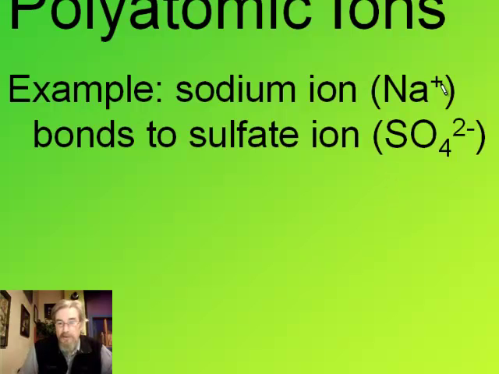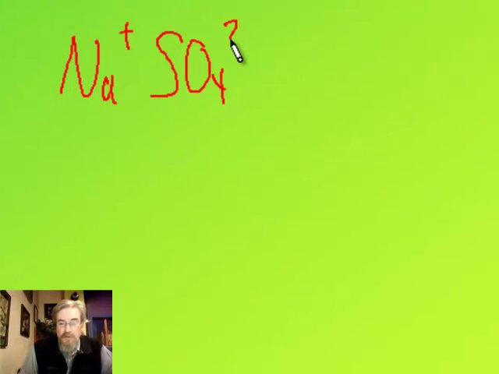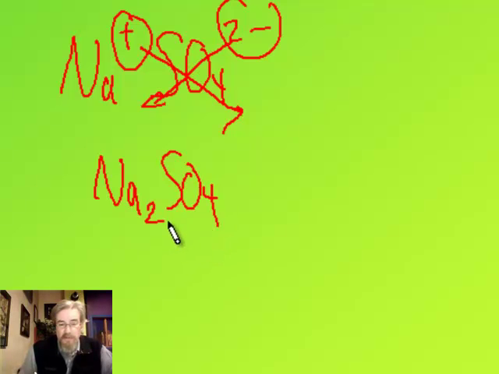Here's another example. Sodium ion, again another group 1, bonding with sulfate, which is SO4 2-. Cation first, Na+, and then the anion, SO4 2-. Now I'm going to charge swap. This 2 is going to go after the sodium, and then this 1, well, it's not written because 1s are just implied. So Na2SO4 is my formula. Still a subscript here, but it's not anything new that wasn't there before.